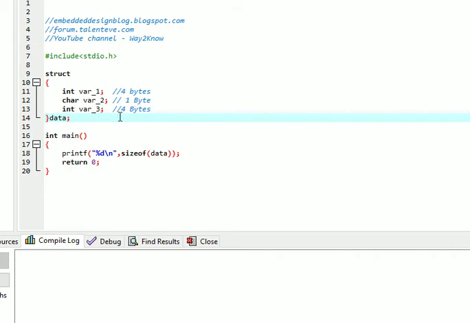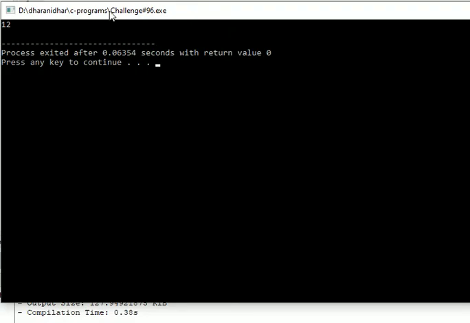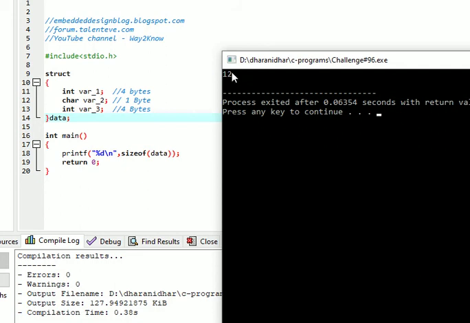So the total space of the structure is 4 plus 1 plus 4, which is 9 bytes. Let us see if it is actually 9 bytes or some other value. We are in main, just trying to print the size of the structure. When we compile this, we see that the size is 12, whereas we expected it to be 9, right? So where is the difference?